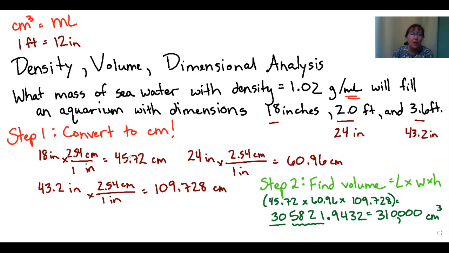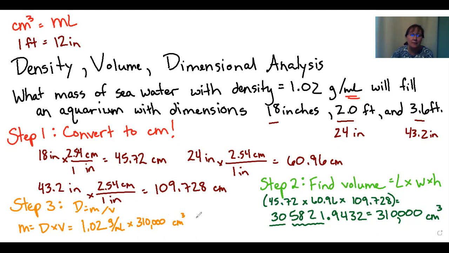Okay. All right, now our step 3 is to find our mass. Okay, so remember that if density is equal to mass over volume, okay, then mass is equal to density times volume. We had done this one once before. And the density here is 1.02 grams per mil times our volume here, 310,000 cubic centimeters.